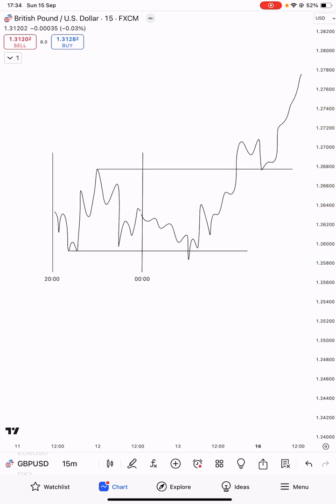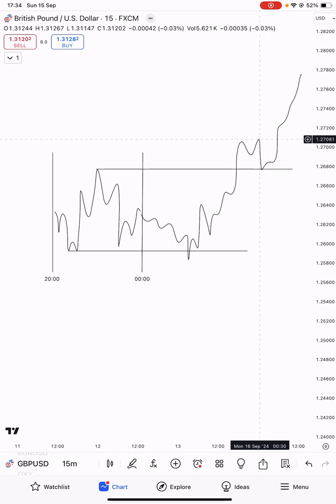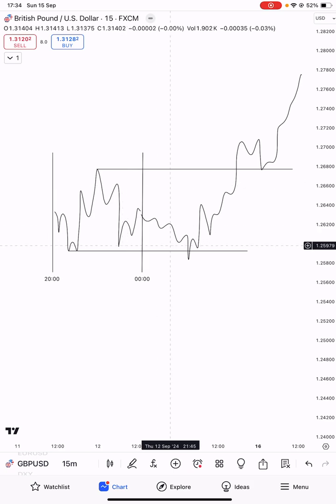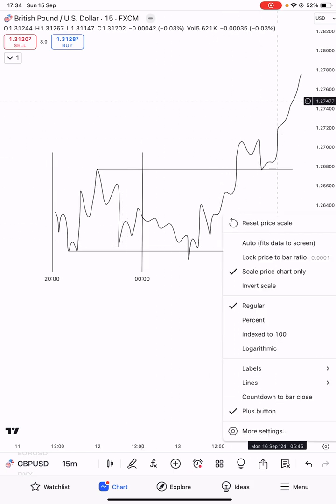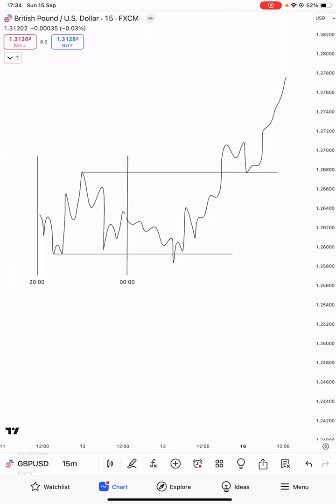So that's how I do it. And if you scroll back in my Twitter feed, you will see my entry on Euro. I missed the sweep because I was asleep, and I came to the charts around 6 a.m. My entry was on the retest of the Asian range. So that's the model.